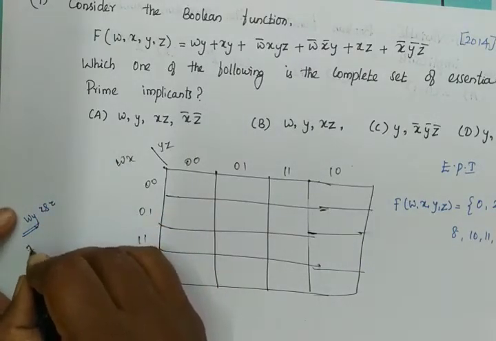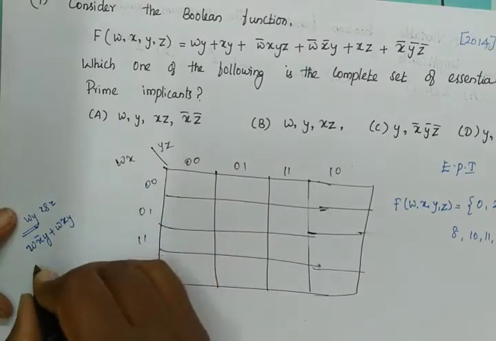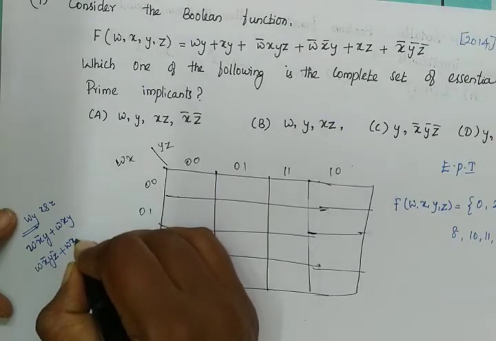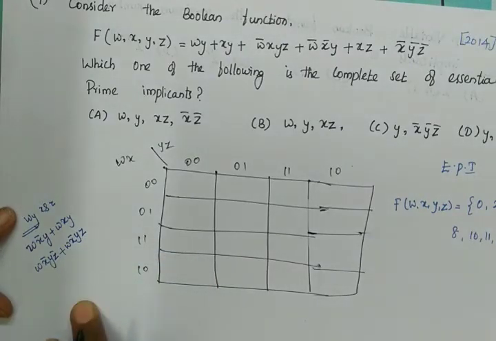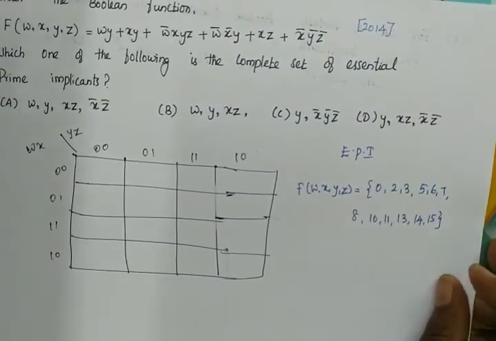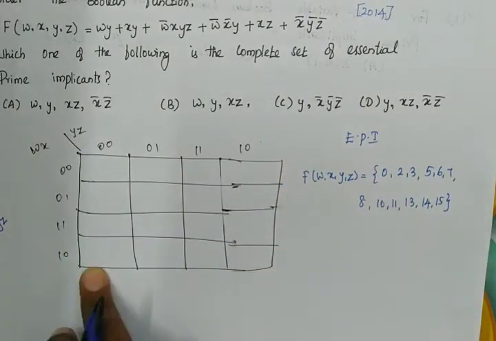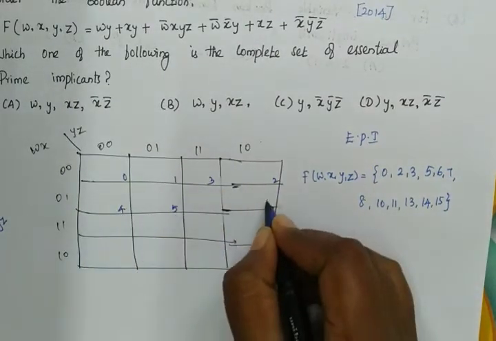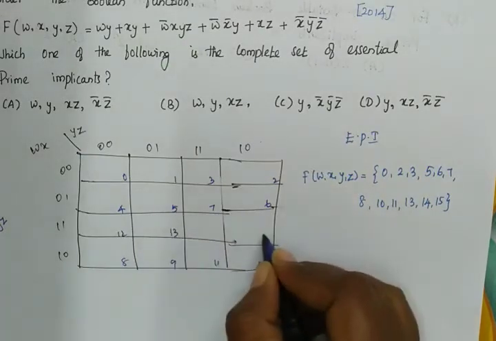So wx bar y plus wxy, then multiply this with z: wx bar yz bar plus wx bar yz. Like this we have to multiply with the missing literals, and write the standard form. After writing the standard form, you will get the expression like this. I have written only the numbers in order to simplify this easily. So the numbers here are 0, 1, 2, 3, 4, 5, 6, 7, 8, 9, 10, 11, 12, 13, 14, 15.